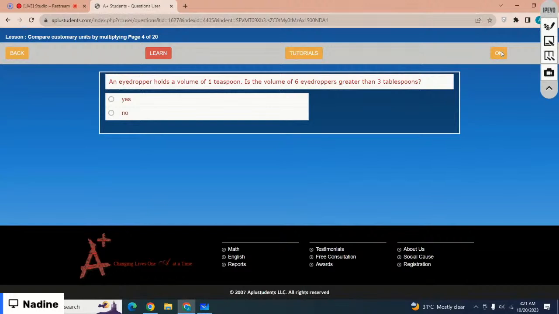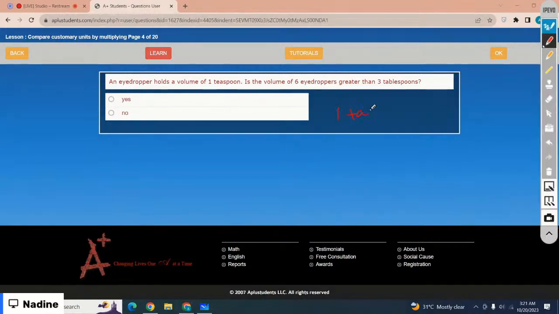So 1 tablespoon equals 3 teaspoons, because a tablespoon is greater than a teaspoon, right? So you have to compare 6 teaspoons to 3 tablespoons. In 1 tablespoon you have 3 teaspoons, so 3 times 3 is 9 teaspoons. Now you can compare 6 teaspoons and 9 teaspoons.